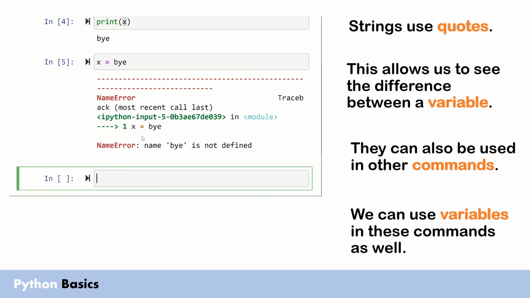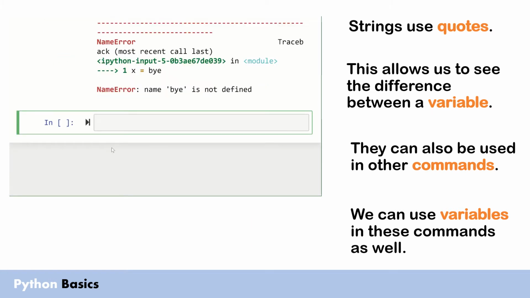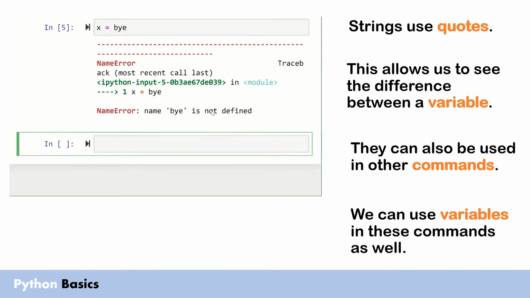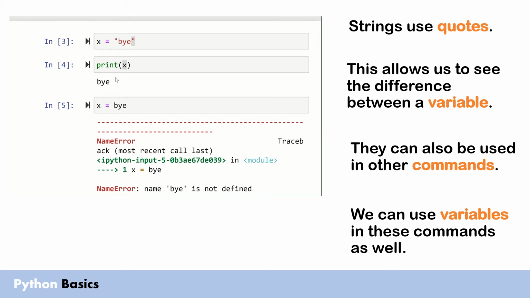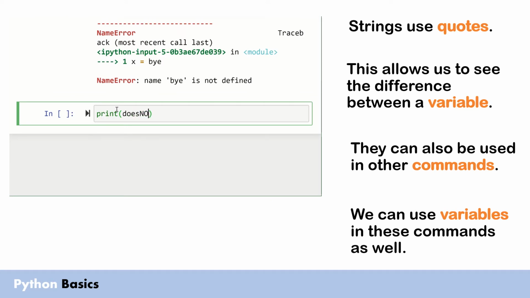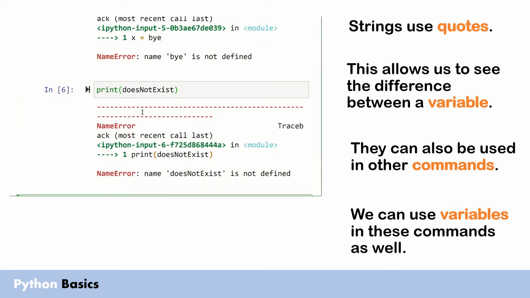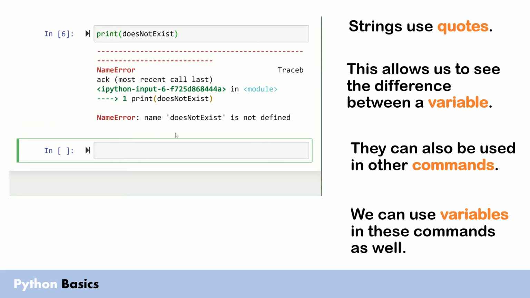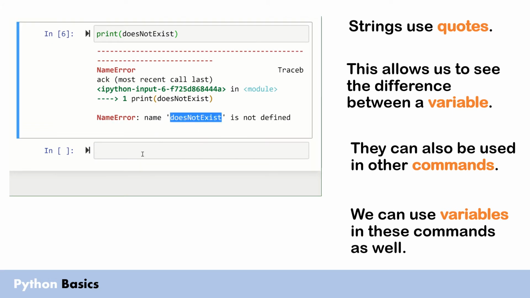Here I get an error. It says name error, name by is not defined. So what does that mean? Well, as we know, variables have to have a value, using assignment. So if I try to use a variable that doesn't exist, let's say I've got a variable called does not exist, which doesn't exist. If I run that, I should get the same error. Name error, does not exist, is not defined. And simply what that means is I haven't given it a value.